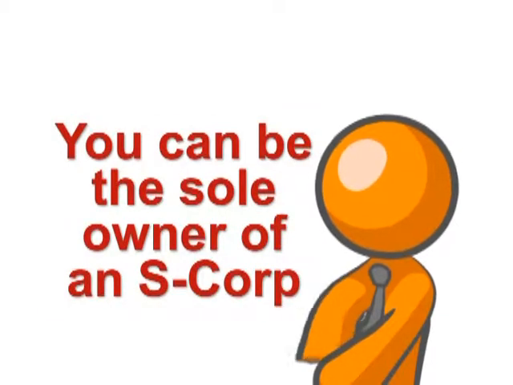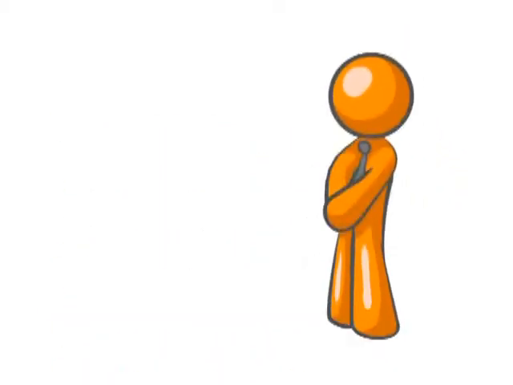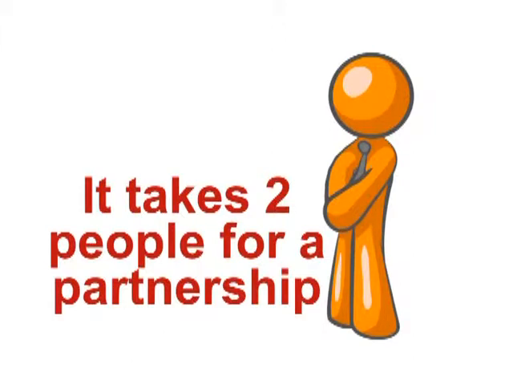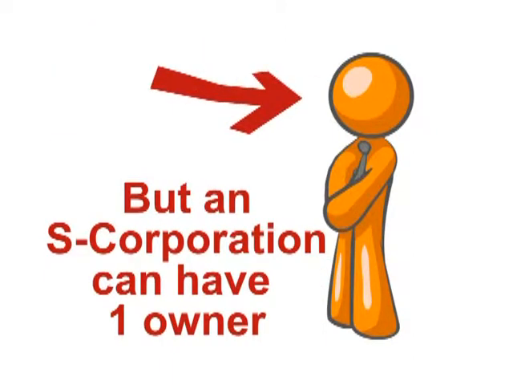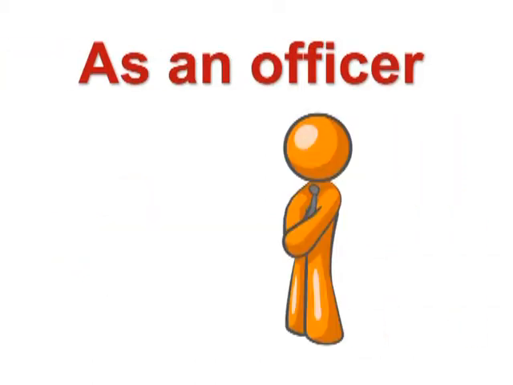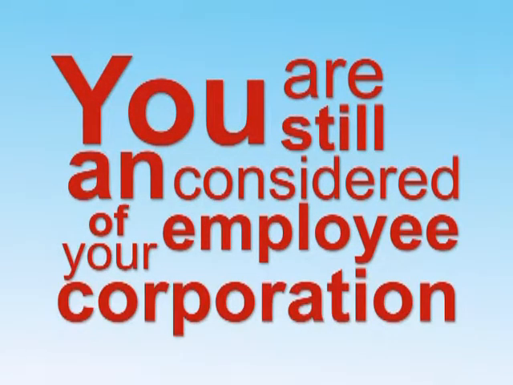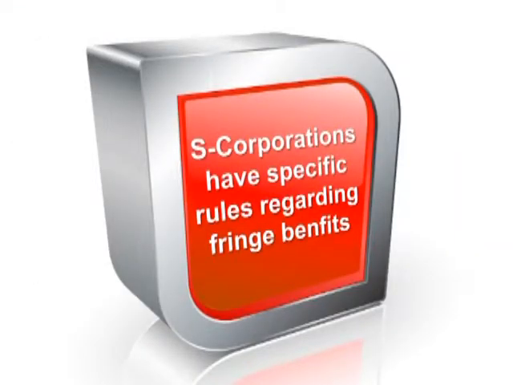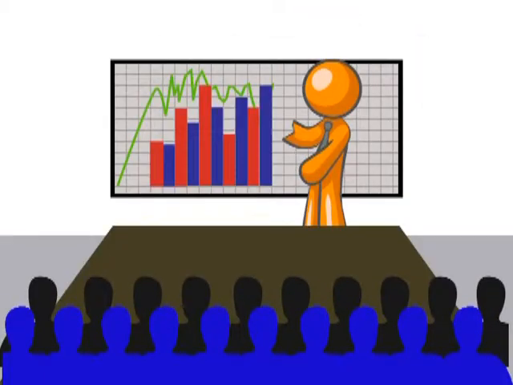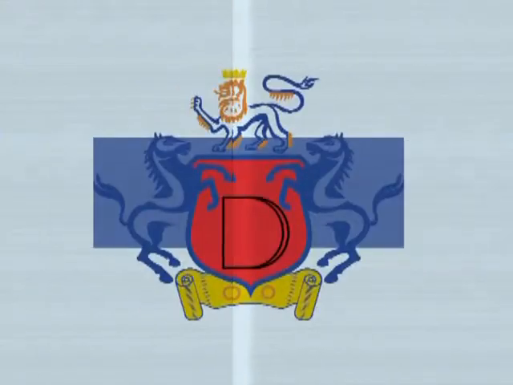You can be a sole owner of an S corporation. Unlike a partnership, where you must have 2 people in order to be called a partnership, an S corporation can have 1 owner. As an officer, you must pay yourself a salary, and you must give yourself a W-2 from the corporation. Your W-2 needs to be a reasonable salary for your industry. Even though you are an officer, you are still considered an employee of your corporation. Keep in mind also that S corporations have very specific rules on fringe benefits for officers. You must have board meetings and record those meetings even if your S corporation is closely held with family members.